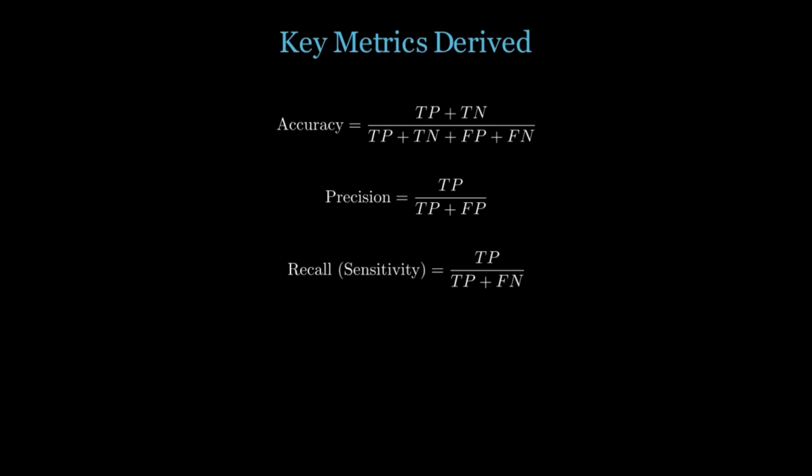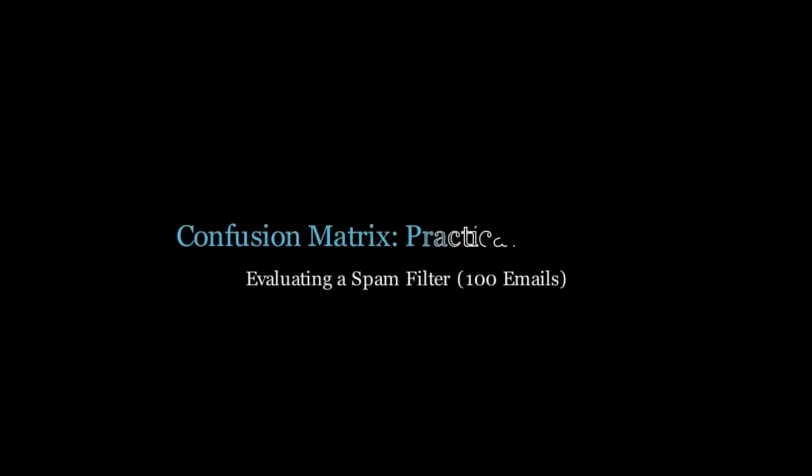Next is recall, which is also known as sensitivity. Instead of looking at your guesses, recall looks at the actual data. It divides the true positives by the total number of actual positive cases in your dataset. Let's answer the question: out of all the real positive cases out there, how many did our model successfully catch? High recall is crucial when missing a positive result is dangerous, such as in medical testing where you cannot afford to overlook a disease.